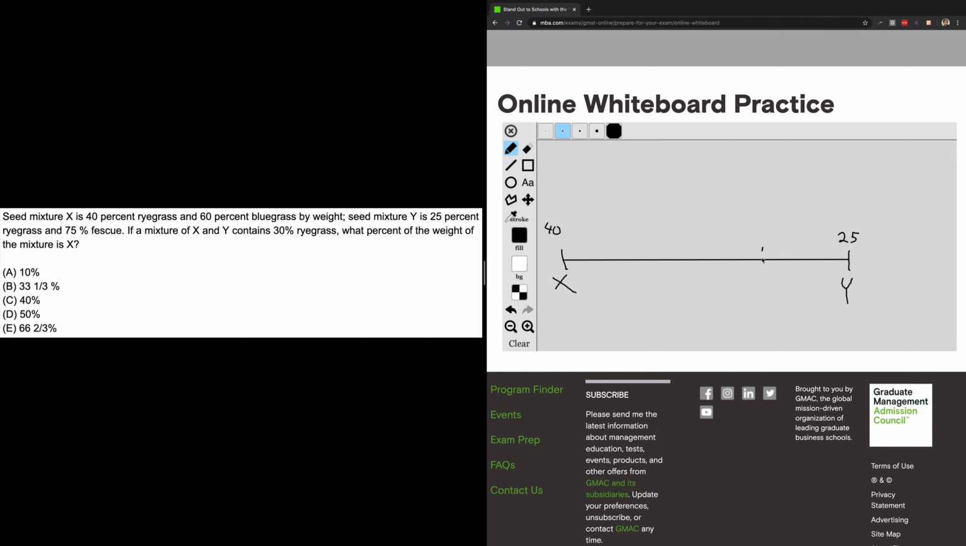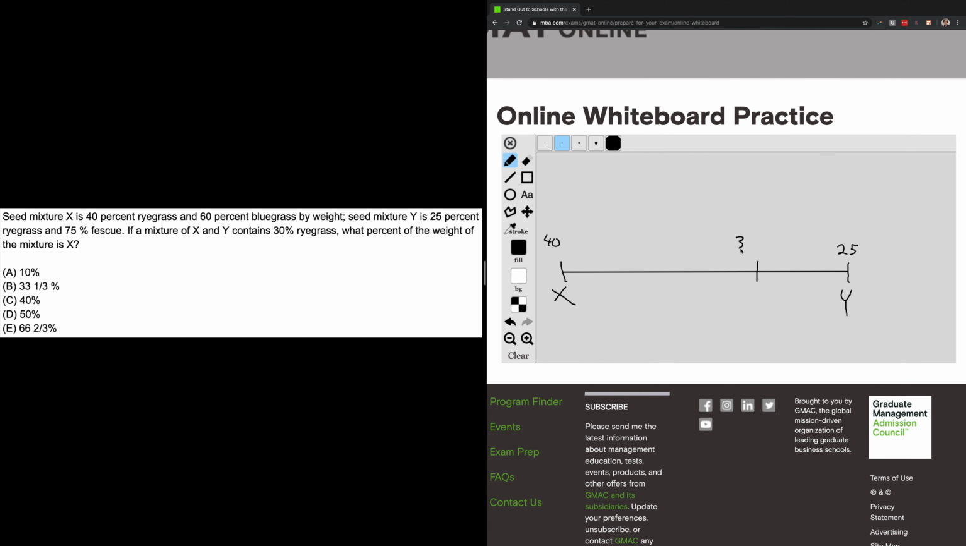So this is the rare GMAT question that has information that we're actually not going to use at all. So our combined mixture is 30, and I'm putting it closer to 25 because it is closer to 25. There's a difference of 5 there, a difference of 10 over here. And just knowing that the combined mixture is closer to Y means you have more of Y than you have of X. So you could eliminate a bunch of choices based on that alone. You know that X has to be less than 50%. So our options are only A, B, and C.